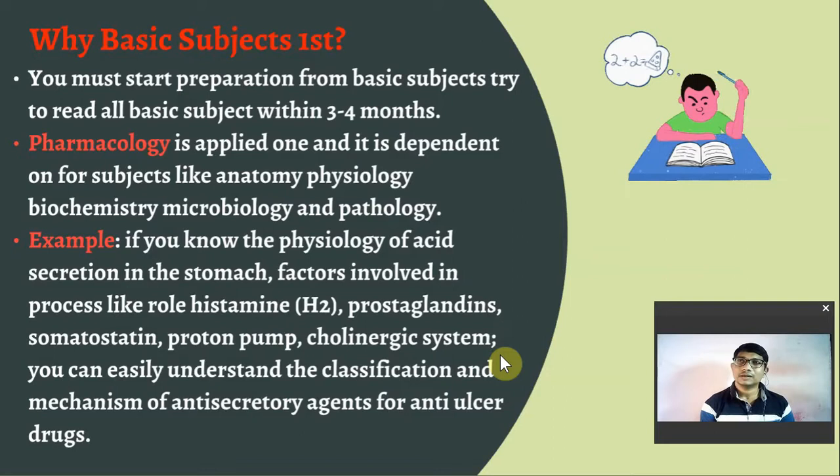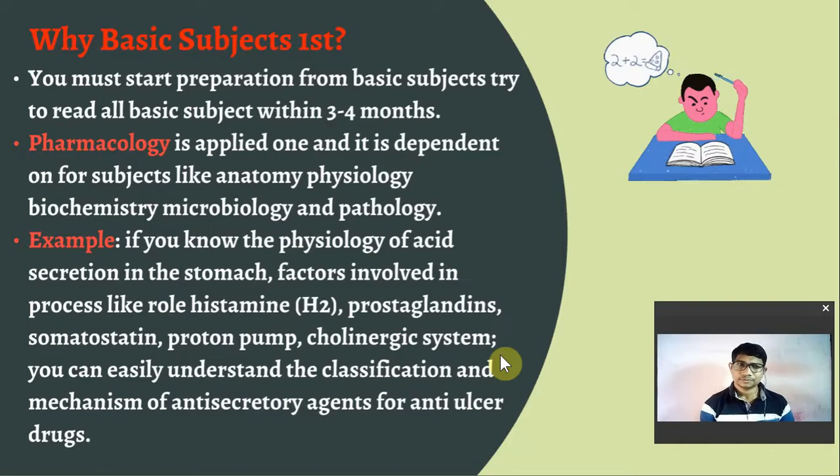First class will be your antacids. In that also you have two subclasses: systemic antacids and non-systemic antacids. Systemic antacid, example sodium bicarbonate. Non-systemic antacids, examples aluminum hydroxide gel, magnesium trisilicate, sodium carbonate. Second class will be your histamine receptor blockers, H2 receptor blockers: cimetidine, ranitidine, famotidine, nizatidine, etc. These are nothing but the histamine receptor blockers.